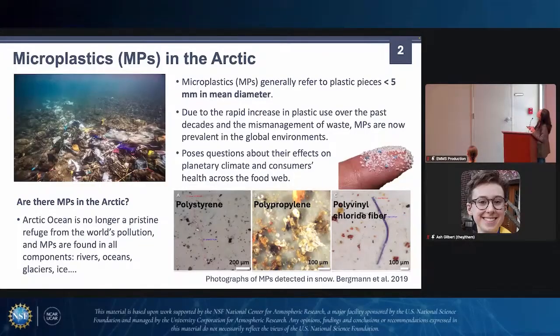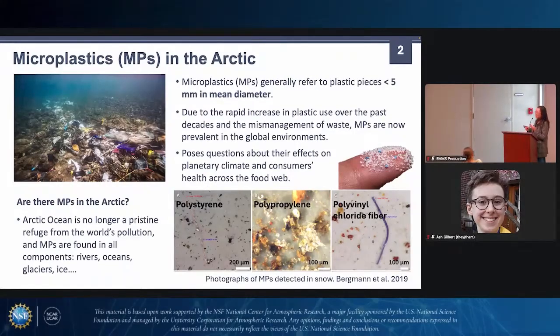And because of the rapid increase in plastic use over the past decades and the mismanagement of waste, microplastics are now prevalent in the global environment and are a massive marine problem in the global oceans. And aside from the obvious pollution, the presence of microplastics poses questions about their effect on our Earth's climate system and health risk to consumers across food webs. And one of the interesting questions is if there are any microplastics in the Arctic.